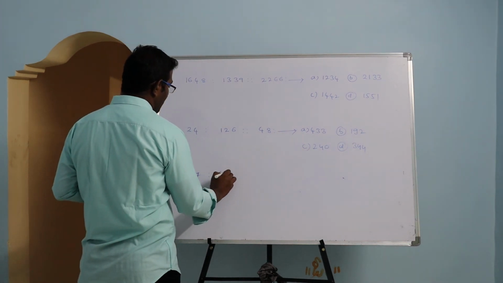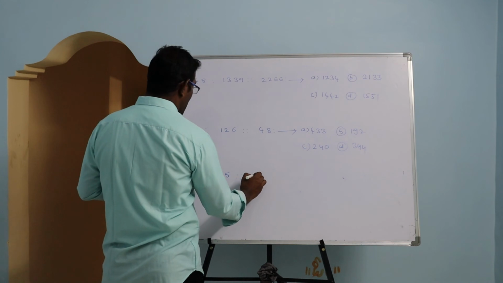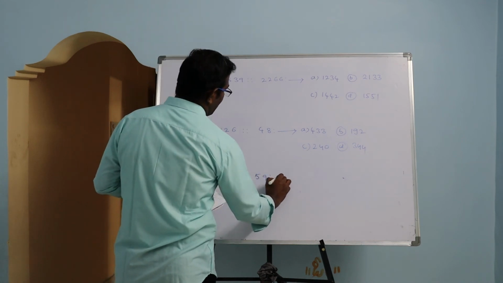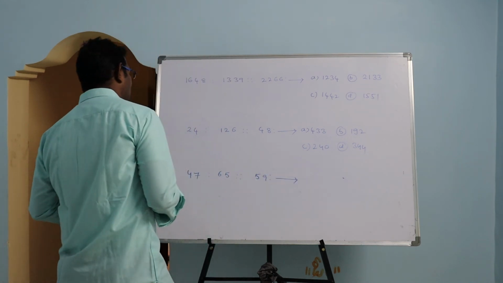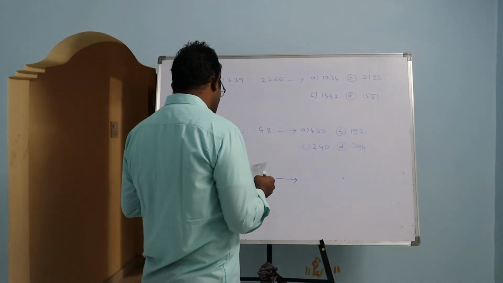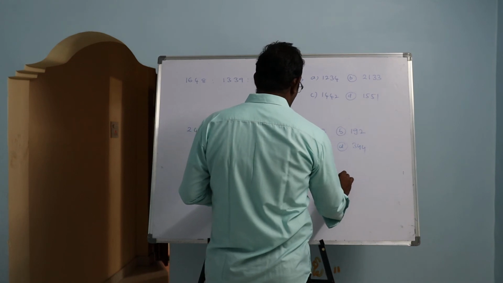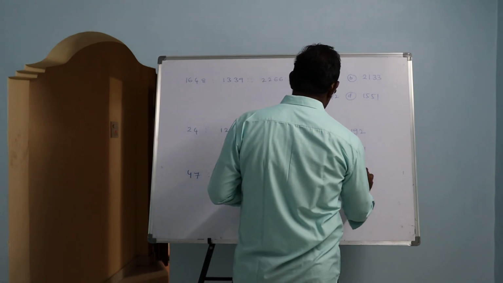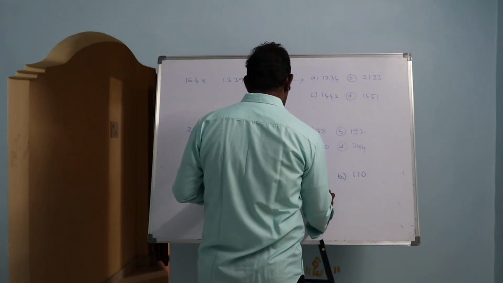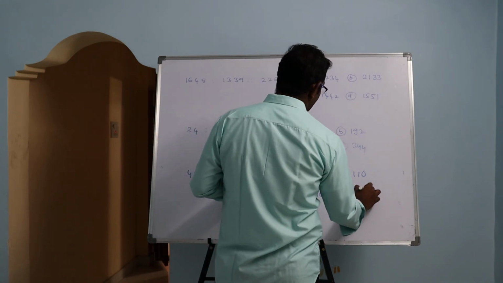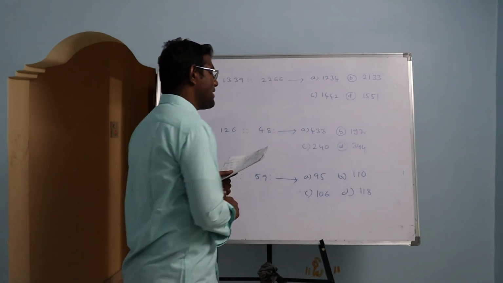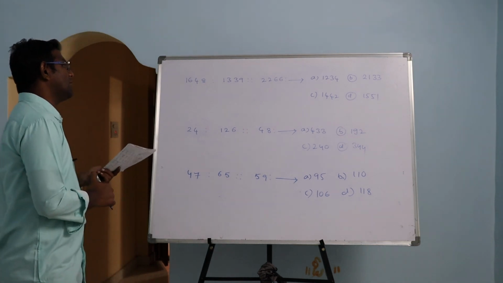Next one, sir. 47 is to 65 as 59 is to dash. Option A 95. Option B 110. Option C 106. Option D 118.